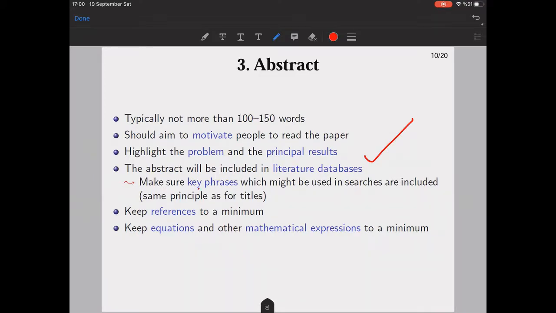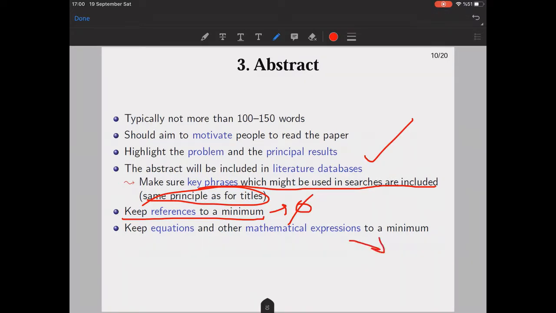Make sure that key phrases which might be used in searches are included in your abstract. It is the same principle as the titles. So be as directive as possible on this part. And keep references to a minimum, preferably 0. Okay, no references in the abstract is the best, but keep them to a minimum. And keep equations and other mathematical expressions to a minimum. Again, preferably 0 is much better, but you should try to keep them as minimal as possible.